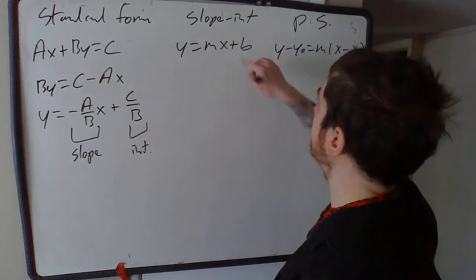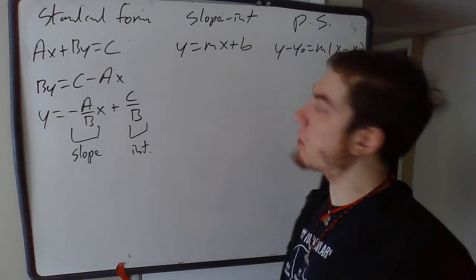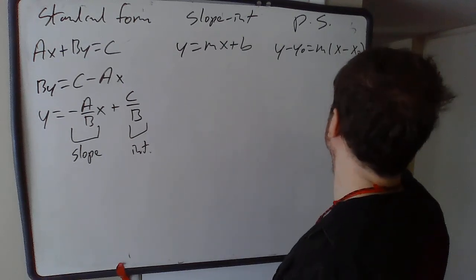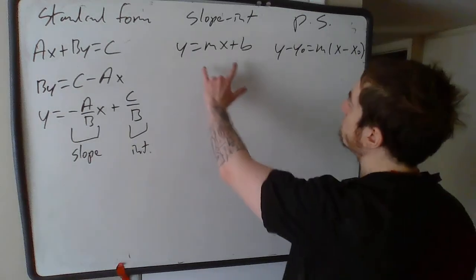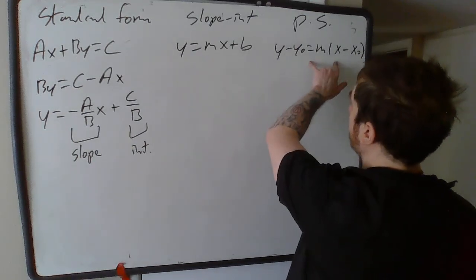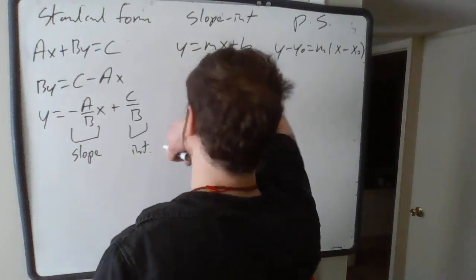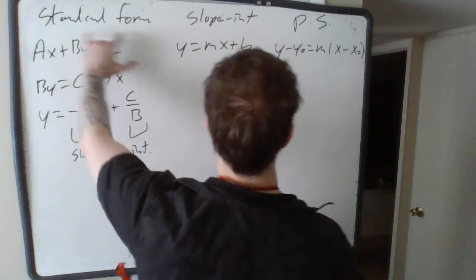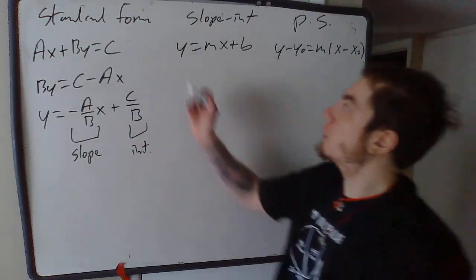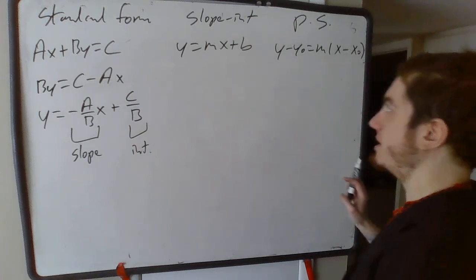Another thing to notice is that slope-intercept form is actually point-slope form, where our point has an x-coordinate of 0. So we never really worry about going from slope-intercept form to point-slope form. And for the same reason, we never really worry too much about going from standard form to point-slope form. We just worry about standard form to slope-intercept maybe, and that's it.